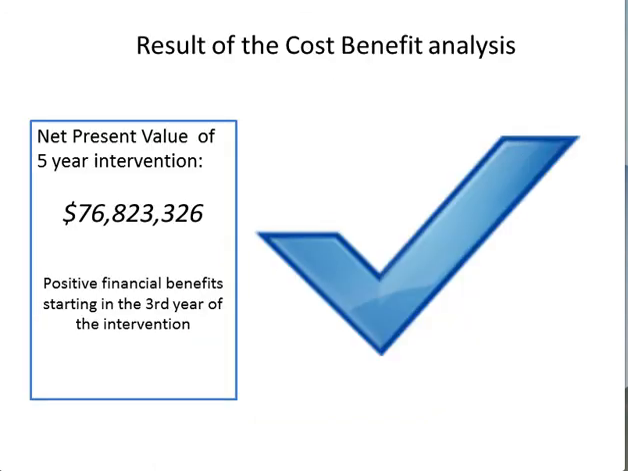So what were the results? According to our cost-benefit analysis, the net present value of the five-year intervention is really good, so we should be doing this intervention. What was interesting, and I think is really important, was that the positive benefits financially started in the third year of the project. So of the 5 years, the first 2 years are negative, and in the third year we're seeing positive financial benefits. So according to this, we should go ahead with the project.